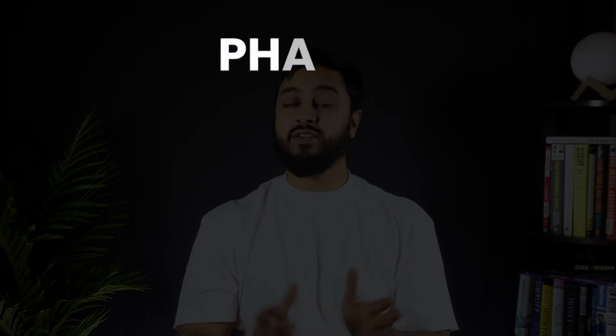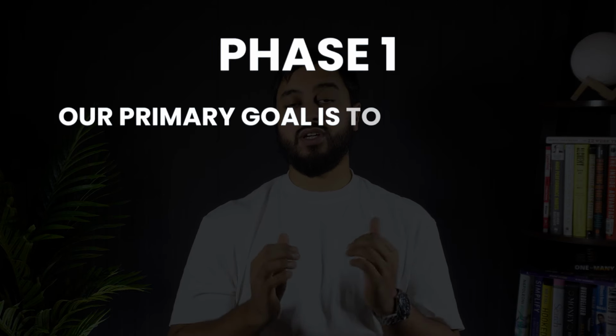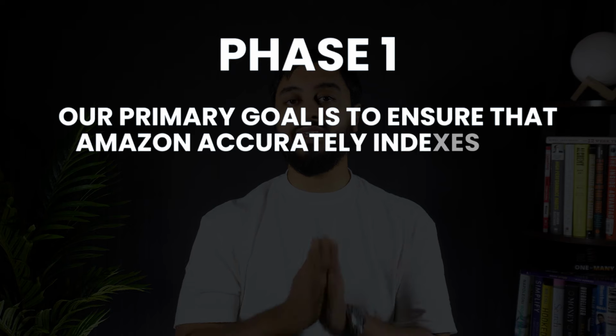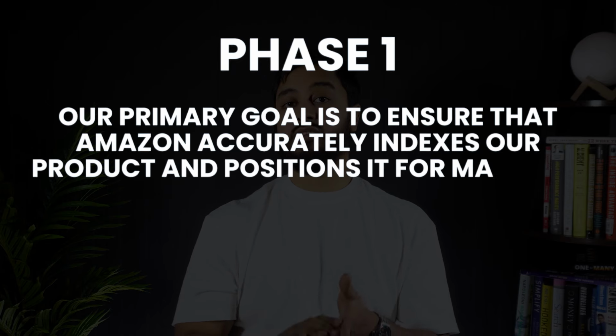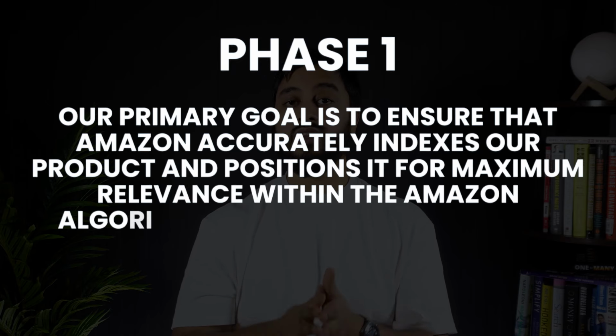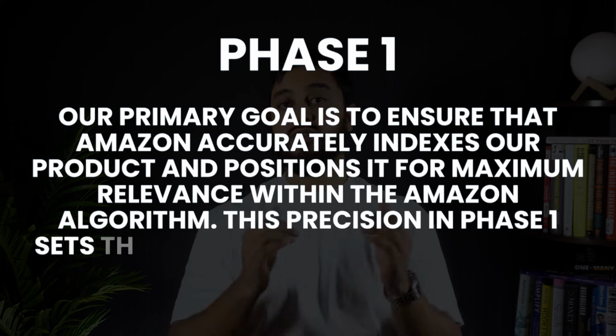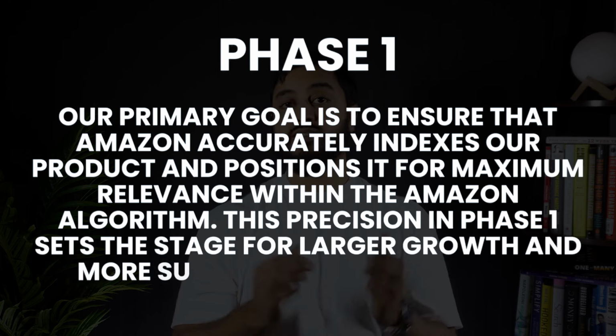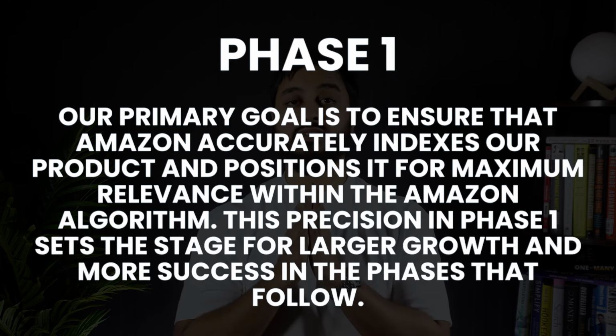So all the other strategies, including broad match campaigns and expanding to lower search volume keywords to boost our sales, all of those will come into play in the upcoming phases. But in phase 1, our primary goal is to ensure that Amazon accurately indexes our product and positions it for maximum relevance within the Amazon algorithm. So this precision in phase 1 sets the stage for larger growth and much more success in the phases that follow.